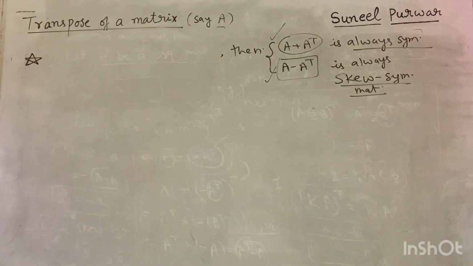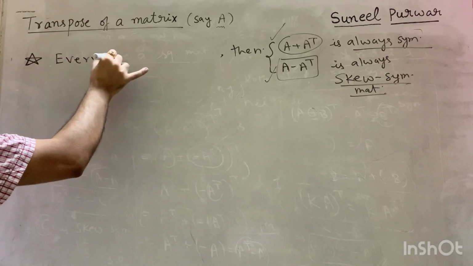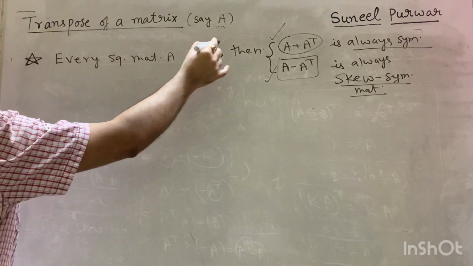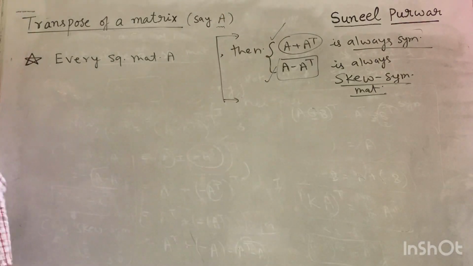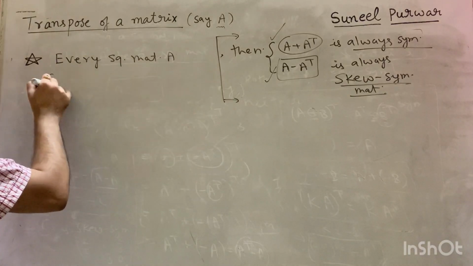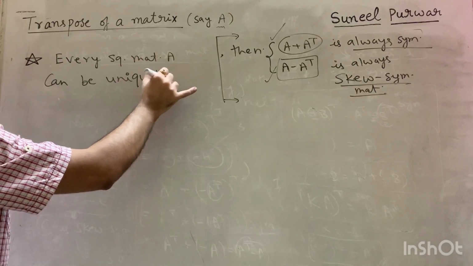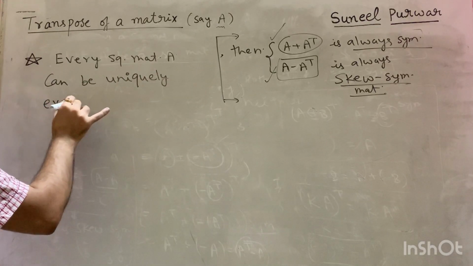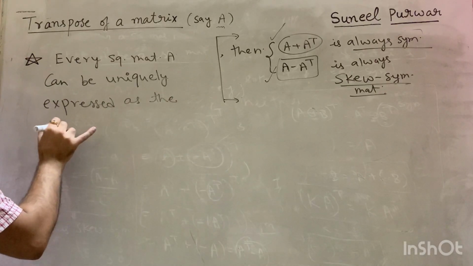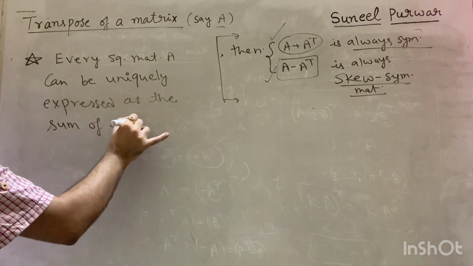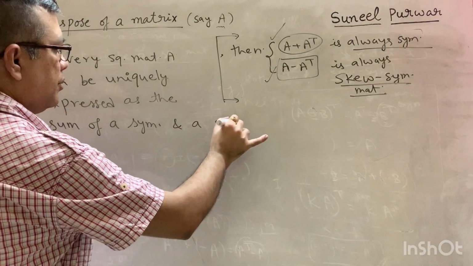So this is again a very important result. Every square matrix A can be uniquely expressed as the sum of a symmetric and a skew symmetric matrix.